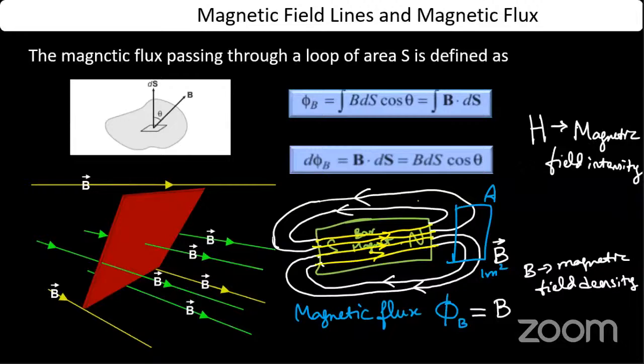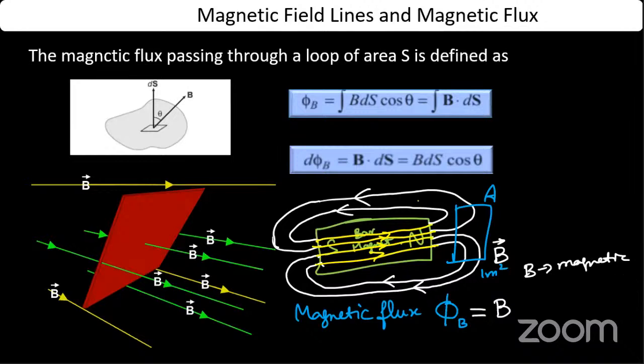You may ask, sir, what is the difference between density and intensity? So H is called the magnetic field intensity. These are terms which you have studied already in the previous chapters. Here B is magnetic field density. So the flux is given as B dot A, that is BA cos theta.